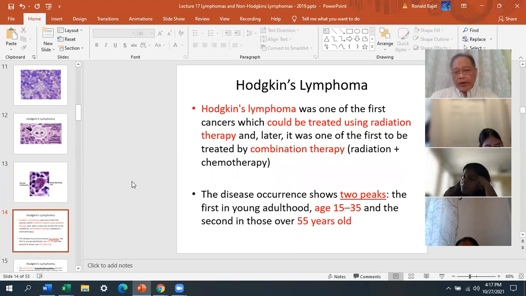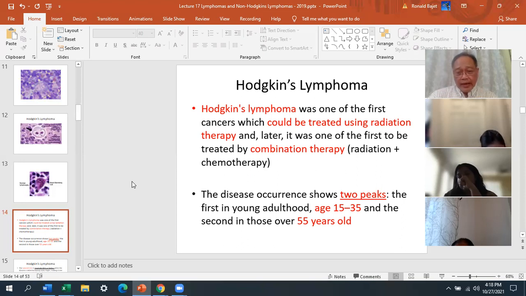And another characteristic of Hodgkin's lymphoma that you need to know is that the disease occurs in 2 peaks. Okay, so when it's first identified, the first peak is in young adulthood, at the age between 15 and 35 years old. Okay, so you'll get your diagnosis between the ages of 15 and 35. Okay, so you'll be labeled as having Hodgkin's lymphoma. They'll treat it, and eventually it'll go away. Okay, it'll go away when it's first treated at the young age.